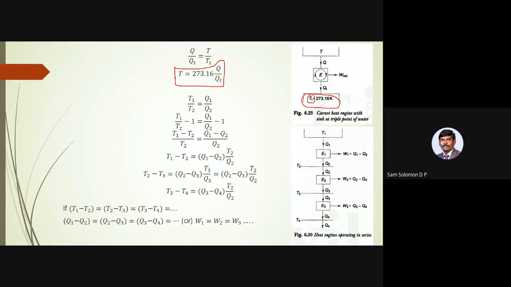All I need to know is how much amount of heat is supplied and how much amount of heat is rejected. Okay. Fine. Now let's move on to one more result which we can get through this. See here, Q1 by Q2 is written as T1 by T2. So it is written otherwise: T1 by T2 is equal to Q1 by Q2.